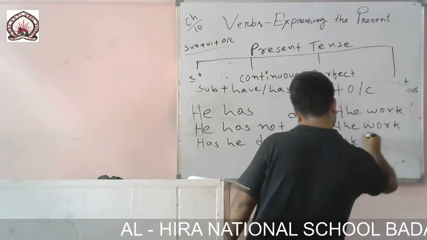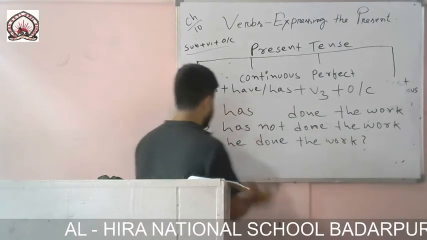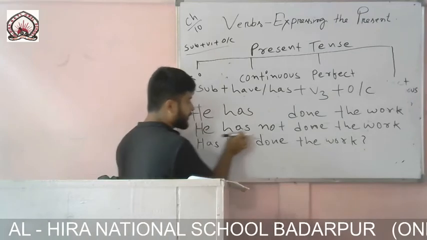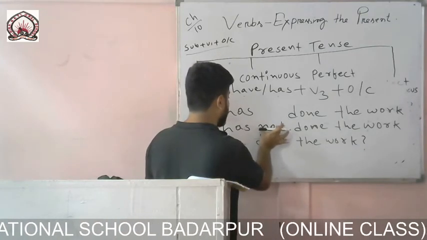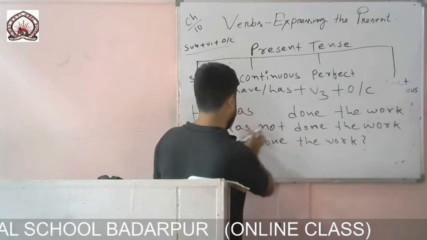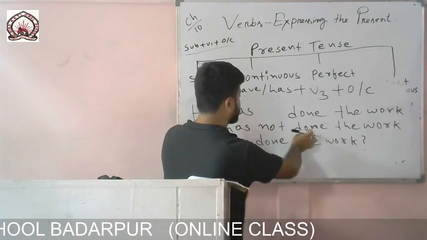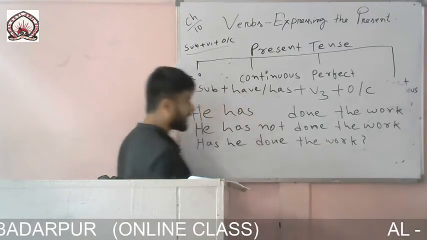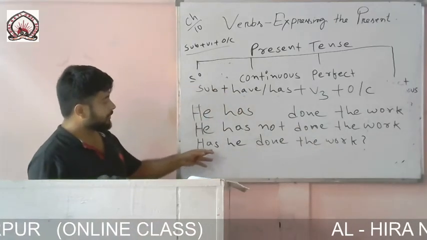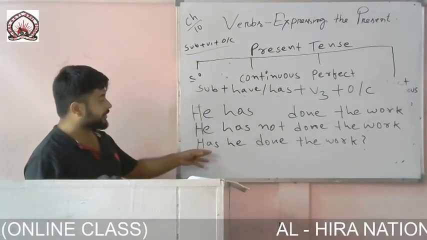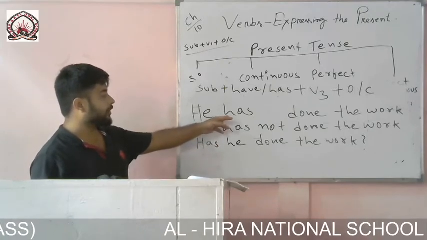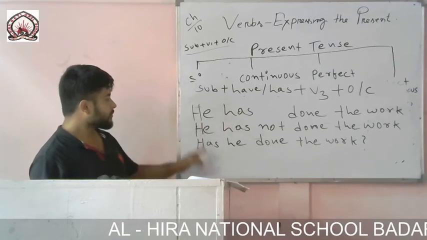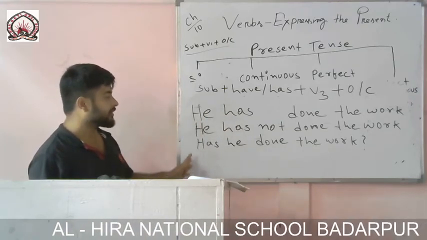Very simple. To transform it to negative, I put one not between the auxiliary verb has and the main verb done. It became negative. And how did it become interrogative? I brought this auxiliary verb has to the beginning, and it became interrogative.